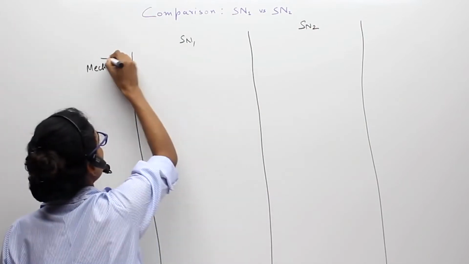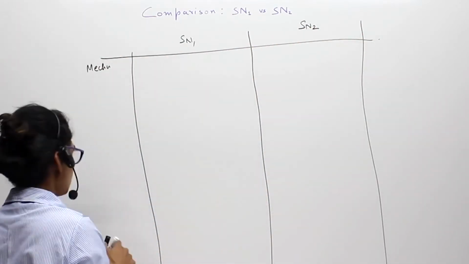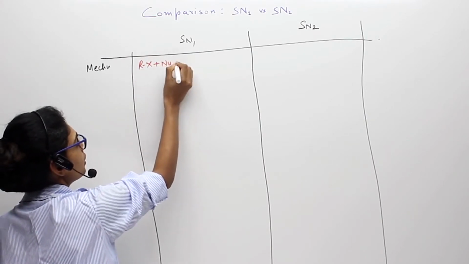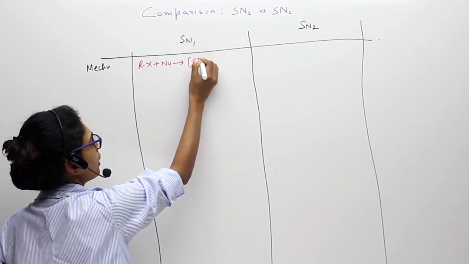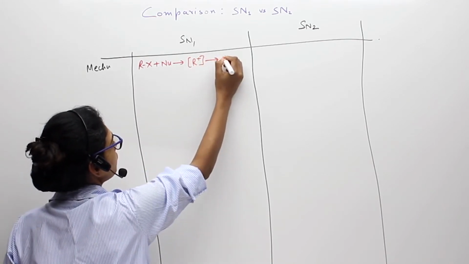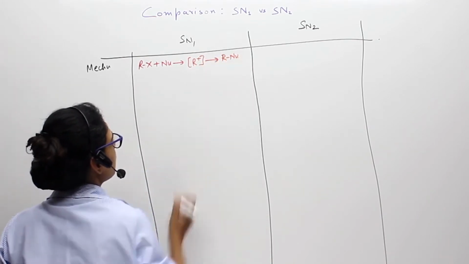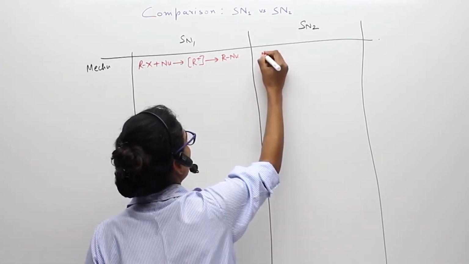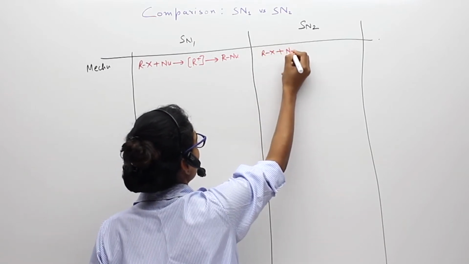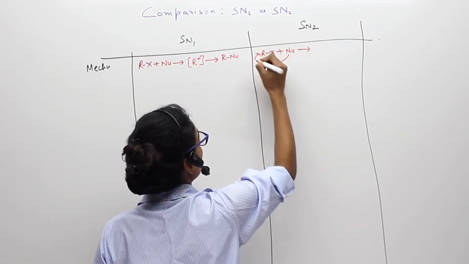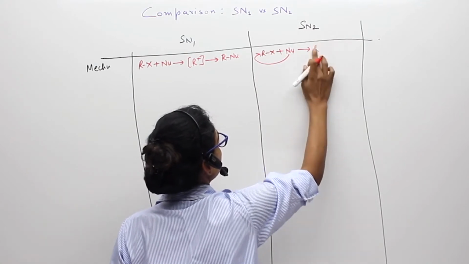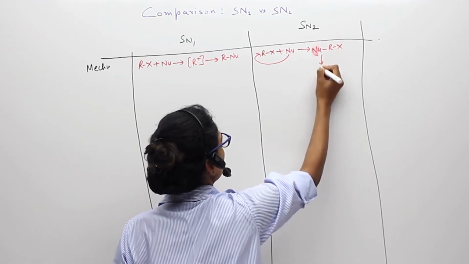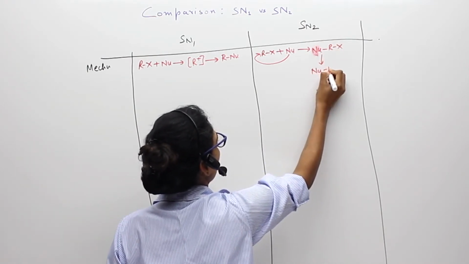Okay. So how would the reaction go? In SN1, RX will react with nucleophile, will form a carbocation R+, and then RNu will be formed. In SN2, we have RX reacting with the nucleophile. Nucleophile will do a back attack, will form Nu-R-X, which will get converted into Nu-R.